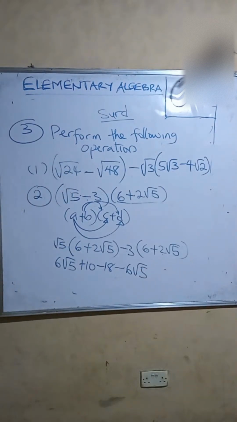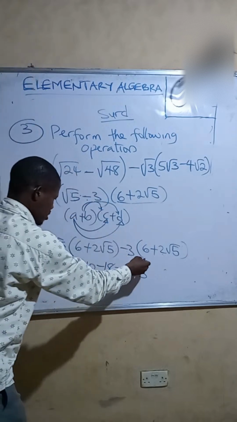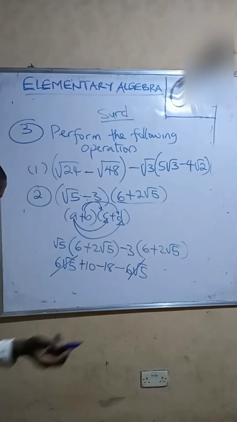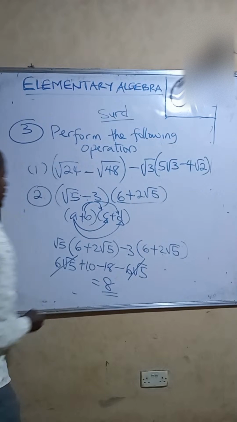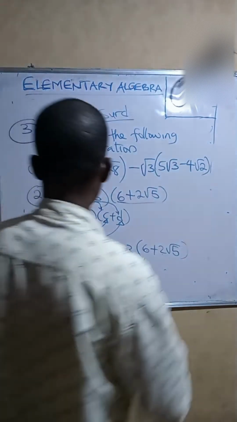Okay. Then what you can do now, this one and this one cancel. 10 minus 18, that gives us what? 8 for that question. Let me know your comments in the comment section. Let's see your observation in the comment section. Let's check the solution again.